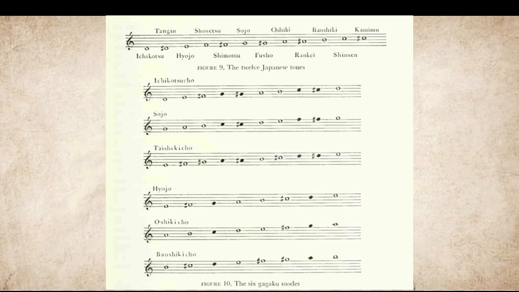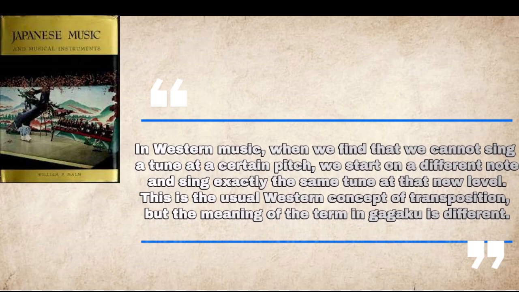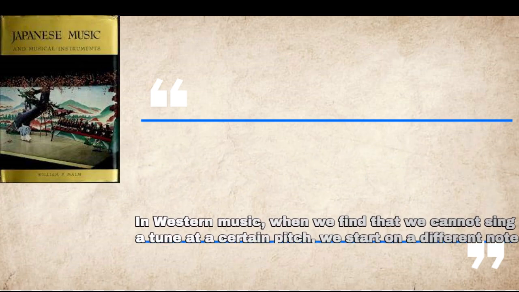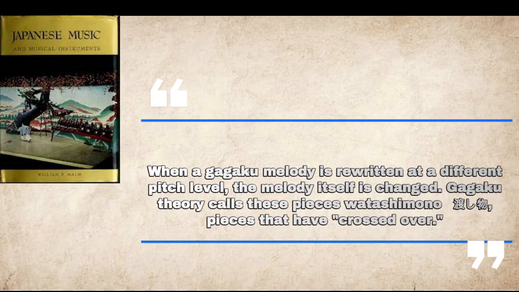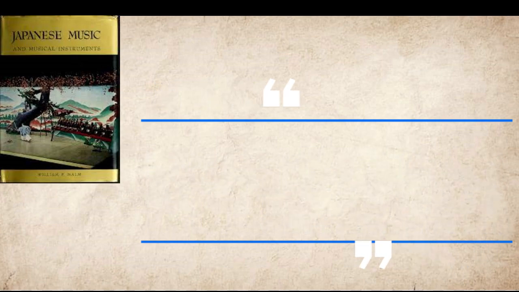He continues explaining why they use these different pitch levels. "In Western music, when we find that we cannot sing a tune at a certain pitch, we start on a different note and sing exactly the same tune at that new level. This is the usual Western concept of transposition. But the meaning of the term in Gagaku is different. When a Gagaku melody is rewritten at a different pitch level, the melody itself is changed. Gagaku theory calls these pieces watashimono, pieces that have crossed over.